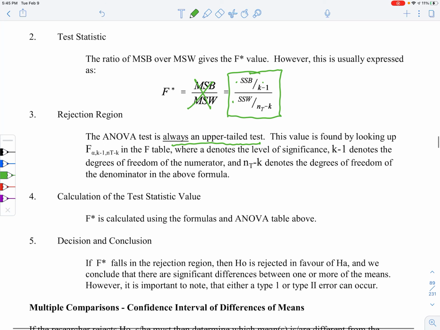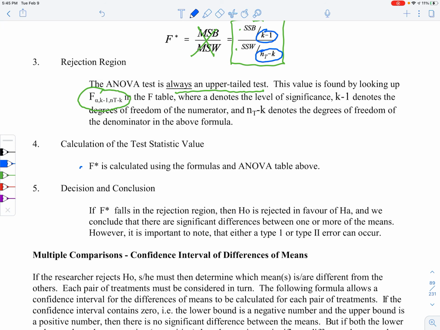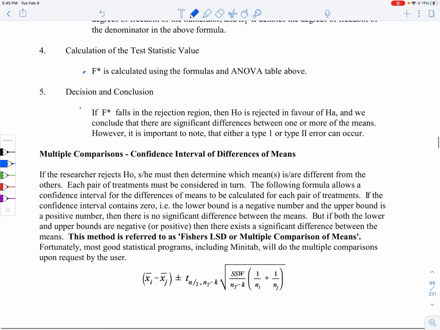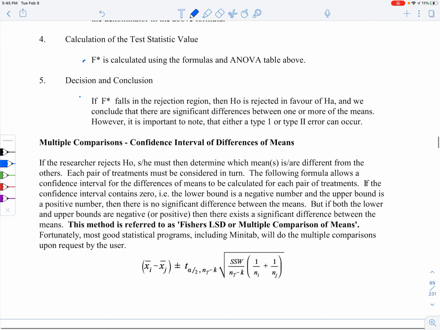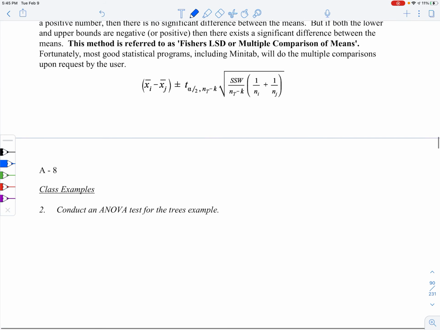Okay? The degrees of freedom are found like this. So it'll be alpha, and then your degrees of freedom are k minus 1 and nt minus k. And you can always, in an Anova problem, find your degrees of freedom right there. So the degrees of freedom for the numerator and the degrees of freedom for the denominator. And then we do the calculation, and then we make the decision. And then we'll get into this guy, the multiple comparison of means, later. That'll be in the next video. All right, so don't worry about that right now.